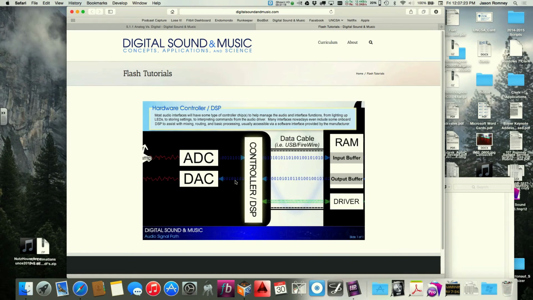But ultimately, the most important thing it does is it takes the data that came in out of that RAM buffer, and it runs it through a digital to analog converter, and this is the opposite of the first one. So now it's going to take those digital values and convert them back to voltages. Okay. So coming out of that DAC is going to now be a voltage wave.